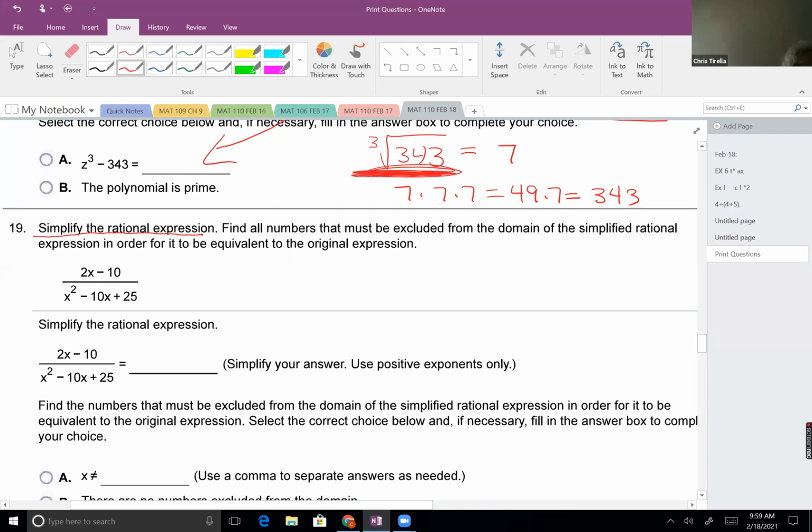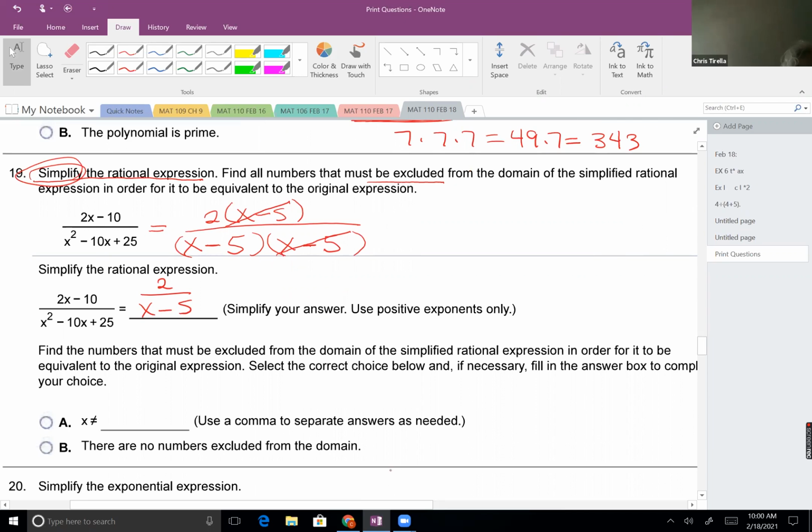Simplify the rational expression. Find all the numbers that must be excluded. Okay. Simplify a rational expression just tells me I've got a factor. So the numerator, common factor of 2, x minus 5. Denominator, let's see, x squared is x times x. 25, signs are the same, both minus. I think if we do 5 times 5, when I multiply it out, I get that 10 in the middle. I can divide out that common factor. So reduced form is 2 over x minus 5.